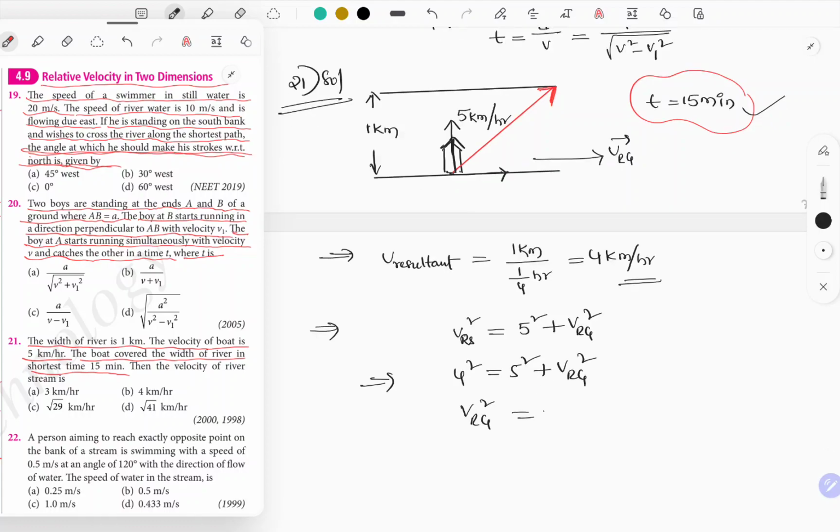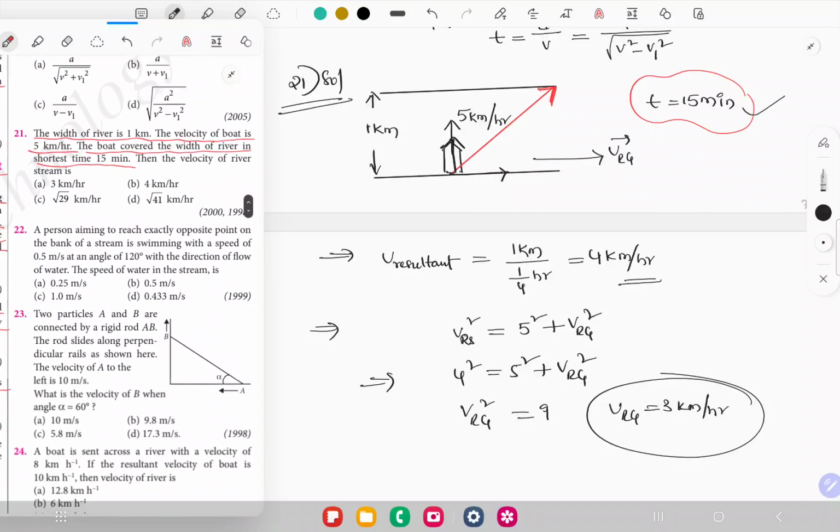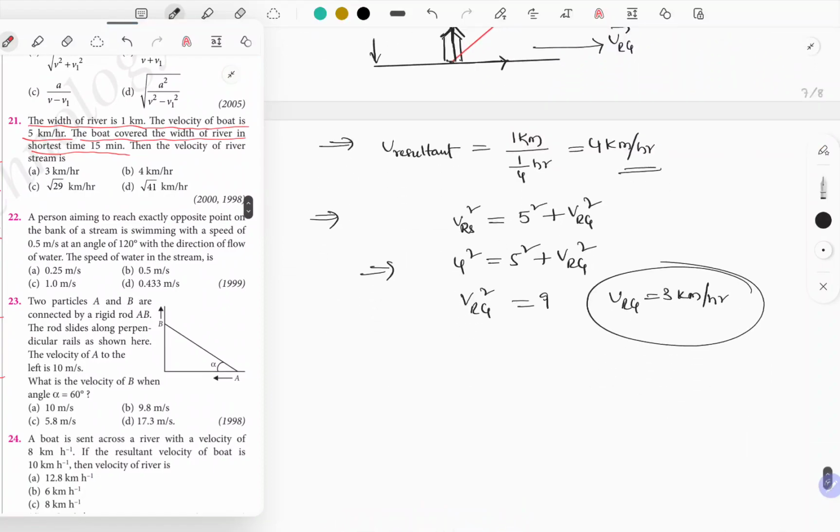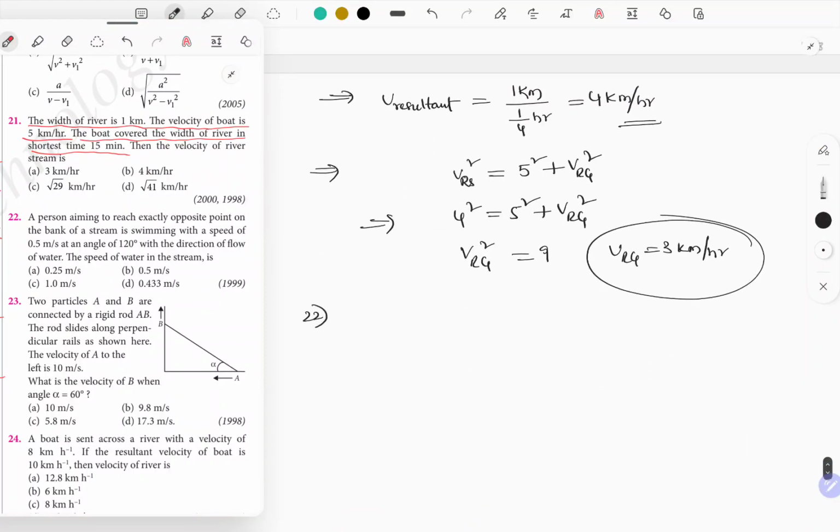Which is equal to 9 we are going to get. Then vrg is equal to 3 kilometer per hour. Now look at the next question. Question number 22. Solution.